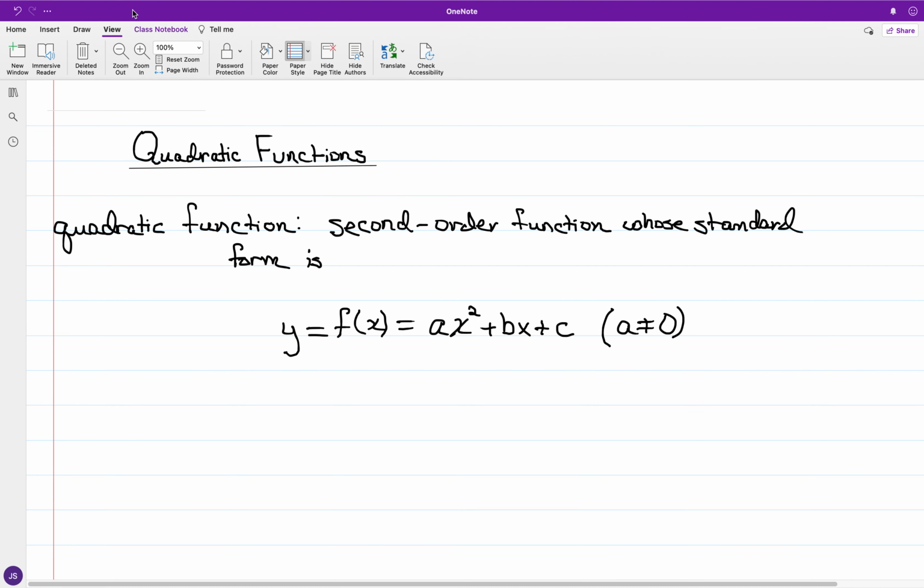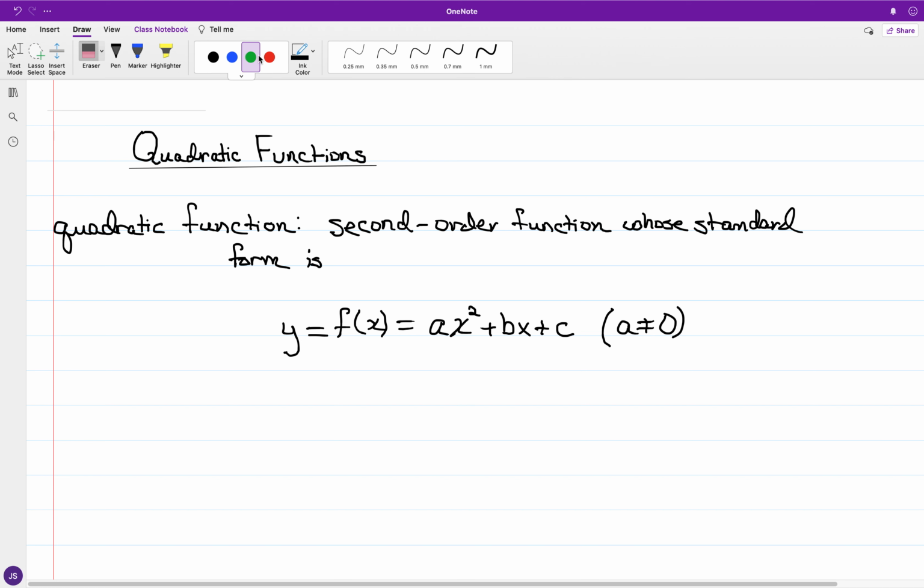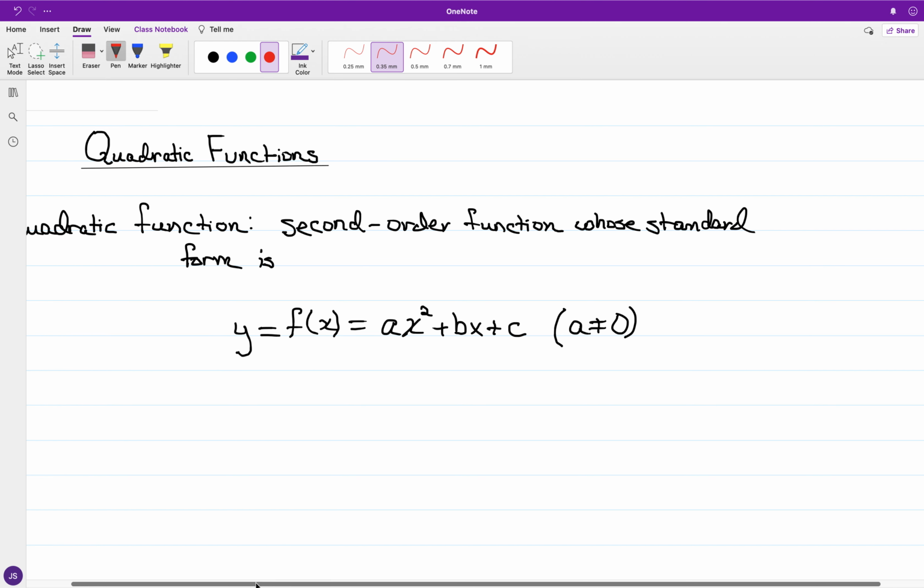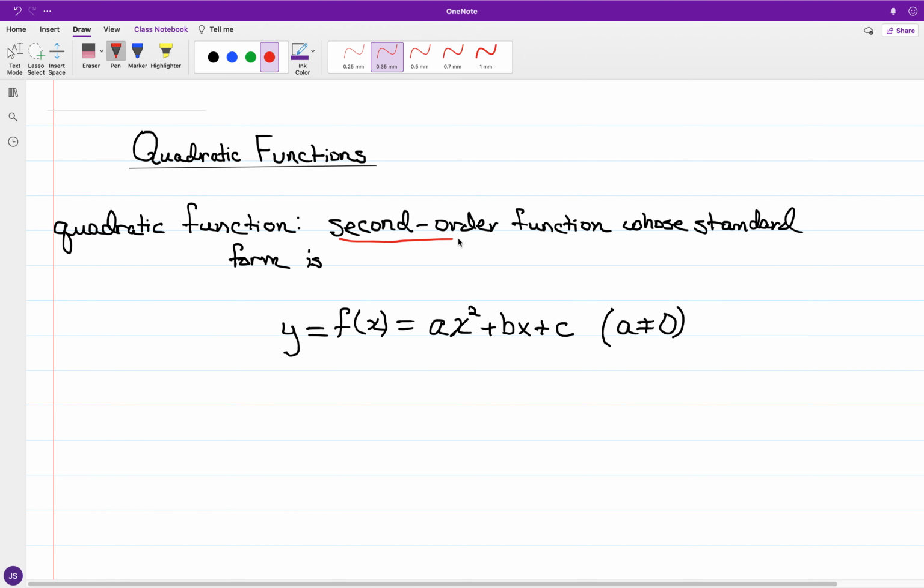Now, for a formal definition of quadratic functions, by definition, a quadratic function is a second order function whose standard form is y is equal to f of x is equal to ax squared plus bx plus c, whereupon a does not equal 0. So it's kind of like what we have with the quadratic formula. Again, just to emphasize, a quadratic function is a second order function, and the second order is in reference to the x squared. And again, this particular layout is going to be the standard form.